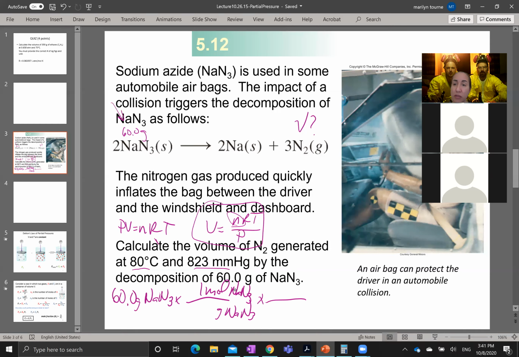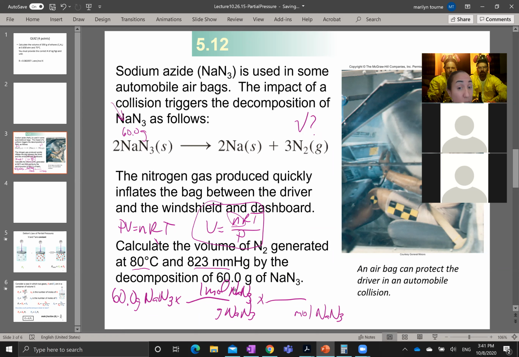But for continuity purposes, the first thing you would do is convert the NaN3 to moles. That's usually a good first step, but you're in moles of the wrong substance. So then you would have to use, what is that called? Mole to mole ratio to get to the right one. So then what would you put down here? You put moles of NaN3 down there.